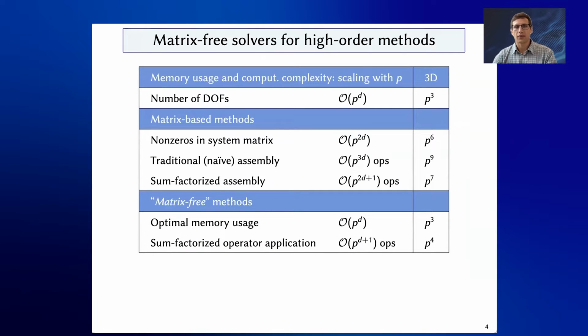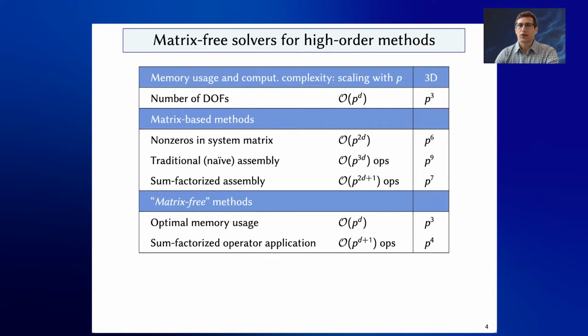Before I start describing the solvers, I wanted to motivate the use of matrix-free methods. One of the big challenges with higher order solvers is you have to go matrix-free, and this can be seen pretty easily just by looking at some scaling arguments with the polynomial degree. Here P is the polynomial degree, and D is the spatial dimension. So the number of degrees of freedom scales like P to the D. In 3D, this is just P cubed. And for matrix-based methods, as soon as you assemble the matrix, you get within each element an all-to-all coupling. So you have P to the 2D non-zeros. In 3D, this is P to the 6. So that's where the high memory cost comes from.